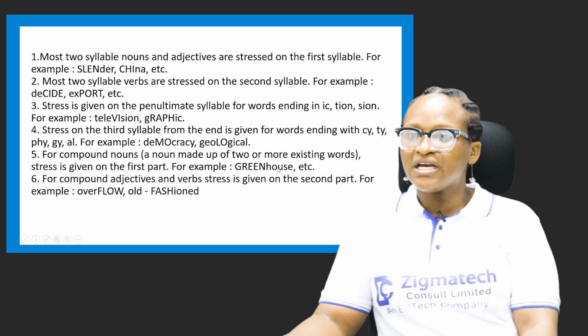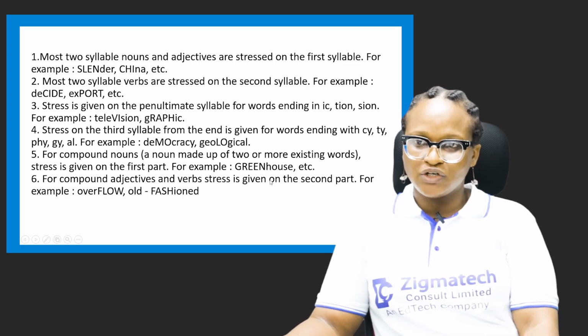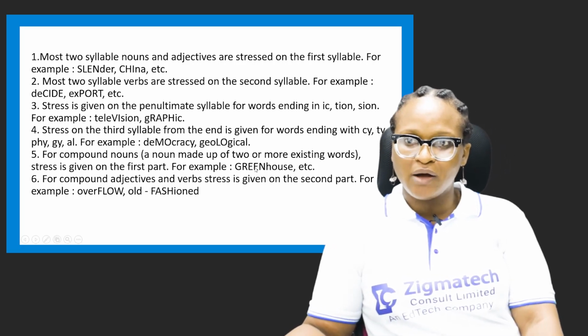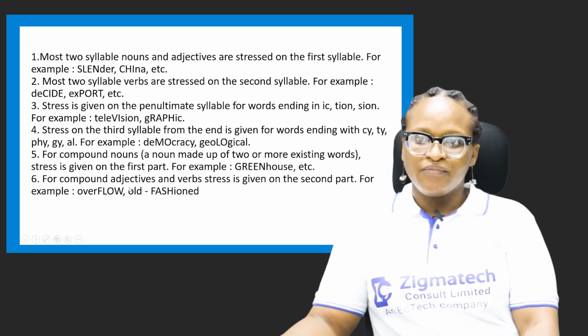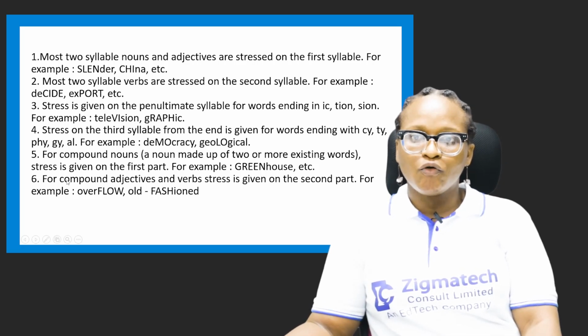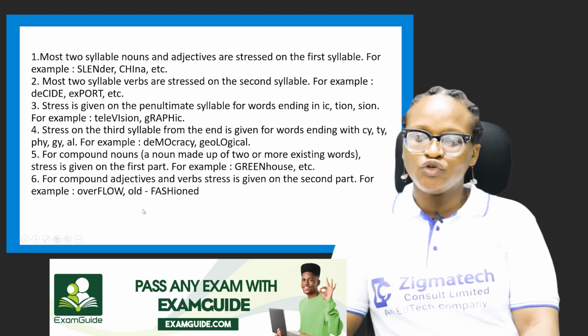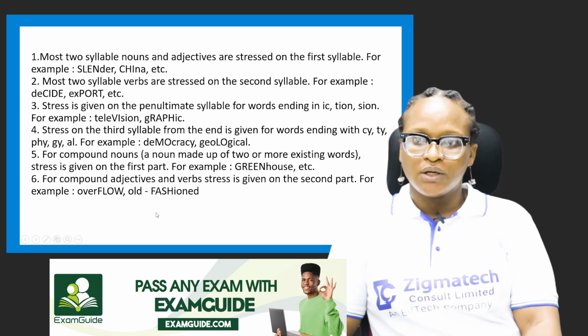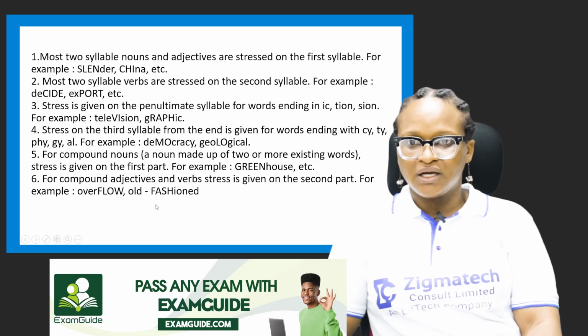For example, greenhouse. These are 2. Green is an adjective, then house is a noun. Then you bring them together, it's a compound noun. Now made up of 2 or more existing words. You stress the first syllable. Then for compound adjectives, that's adjectives that appear to be 2 but used to describe a noun, you give the stress on the second syllable.